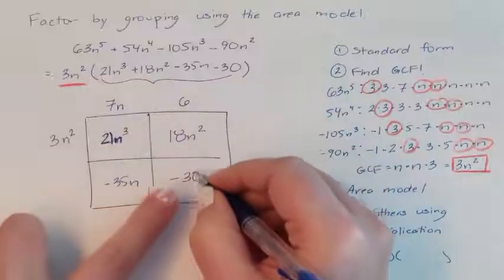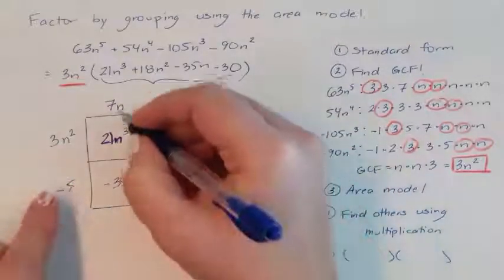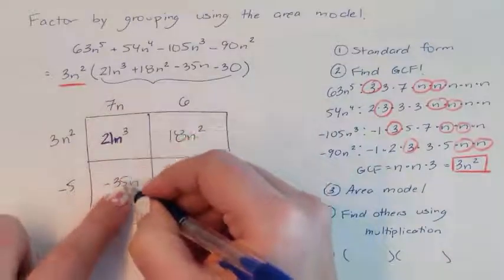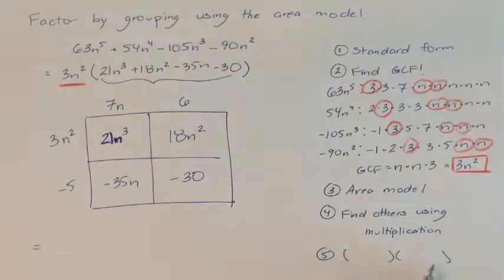6 times I need it to be a negative 5, because 6 times a negative 5 would give me a negative 30. Negative 5 times 7 is a negative 35, and its n is already there. So we finished. Last step is to give me my final answer.